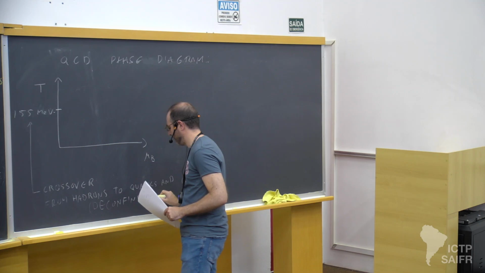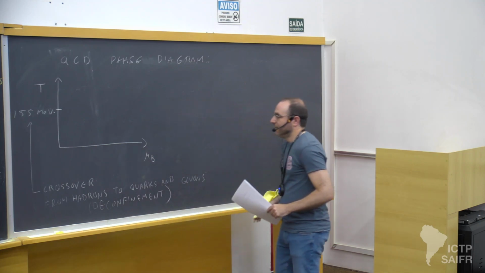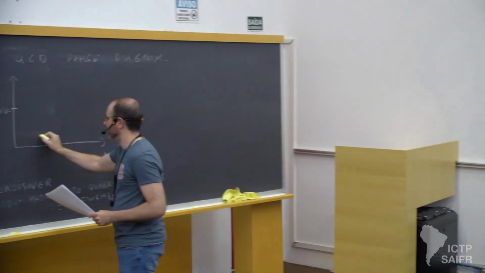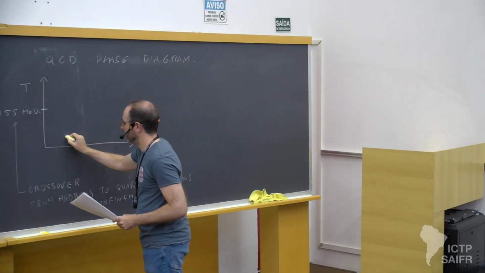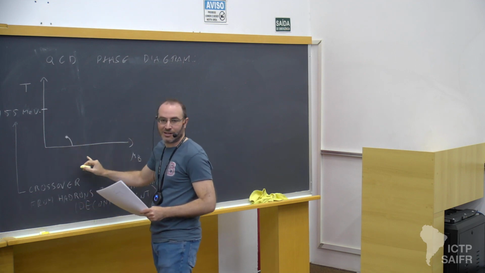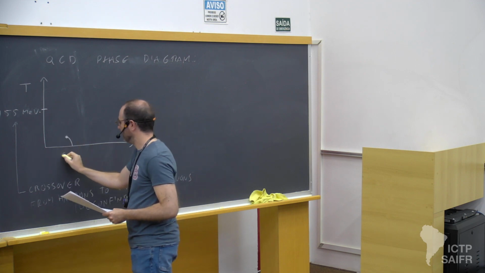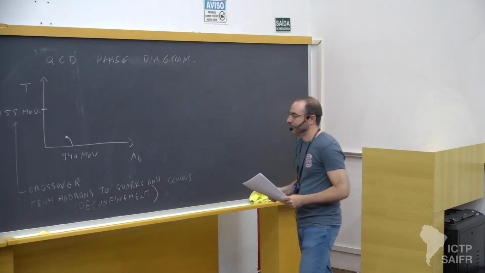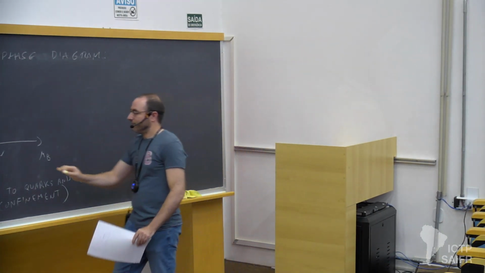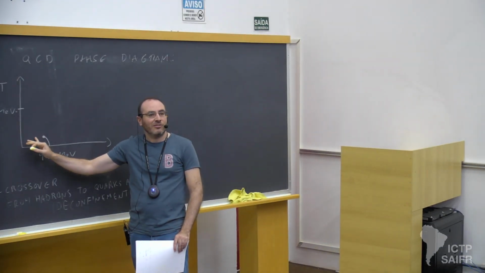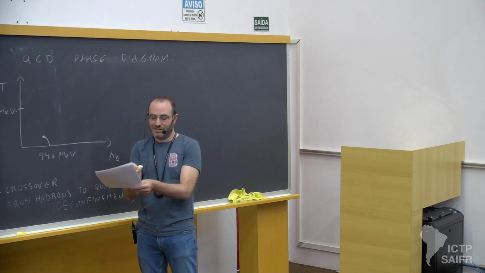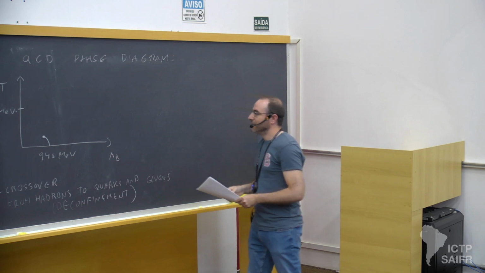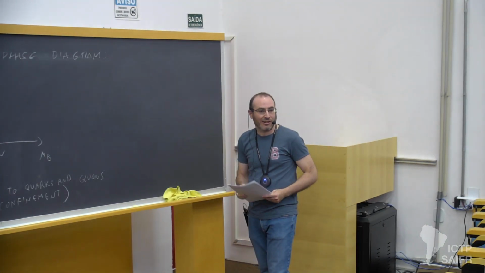We call this the confinement. And there is a line of first order phase transitions here. So this corresponds to the formation of nuclear matter, which is around 940 MeV. So here you will just have a gas of hadrons and so on. And after you cross this line, you have like the interior of the nuclei. Okay, so nuclear matter. So this is what we know for sure about the phase diagram.